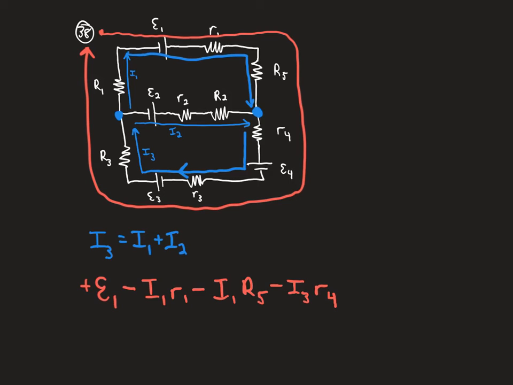I keep going. Man, this is a big circuit. I reach my battery. I'm going from the positive side of the battery to the negative side. So what does that mean for this voltage? It's got to be negative, because I'm going from positive side to negative. I'm getting more negative, so I'm losing voltage. That's got to be minus E4.